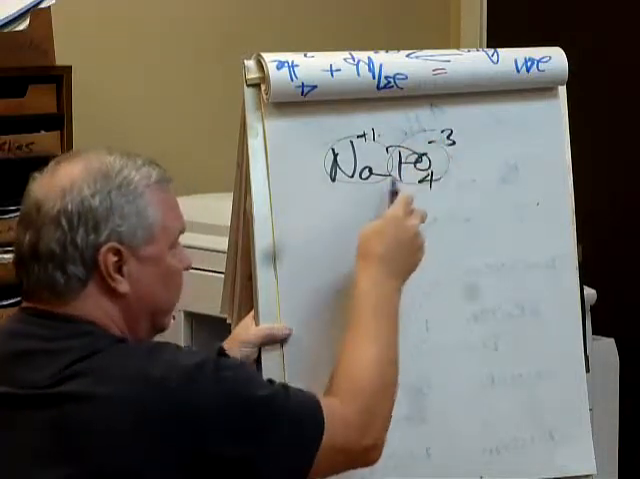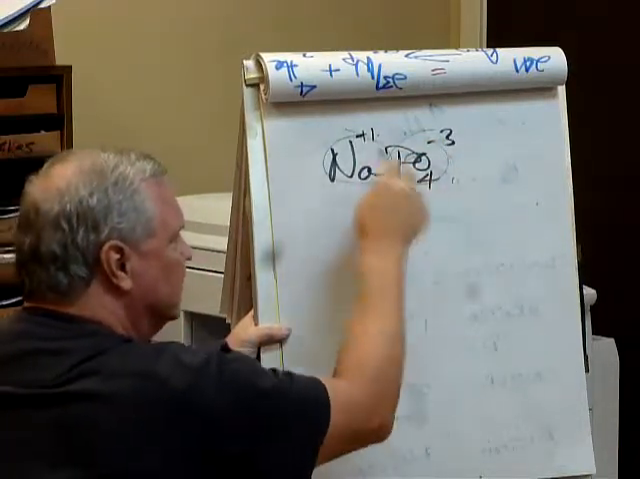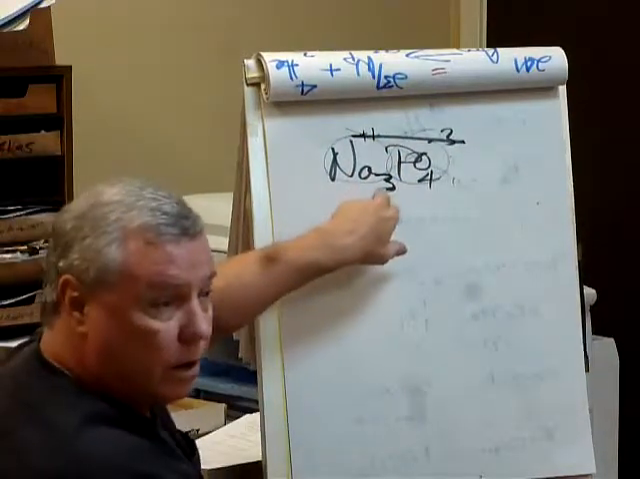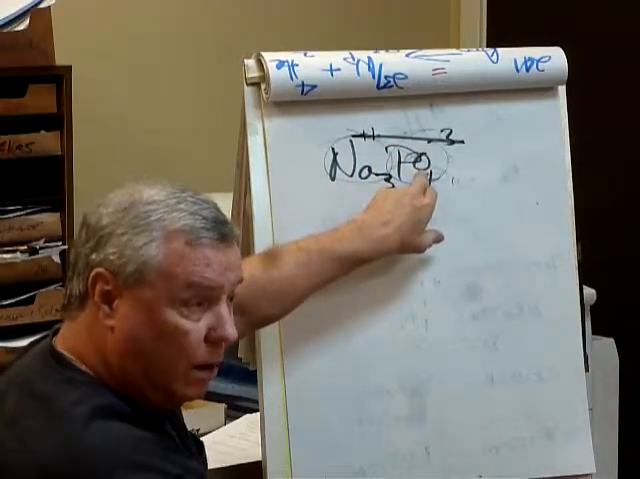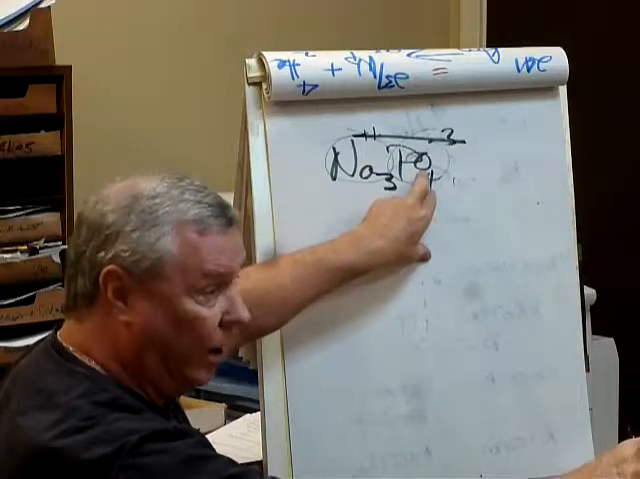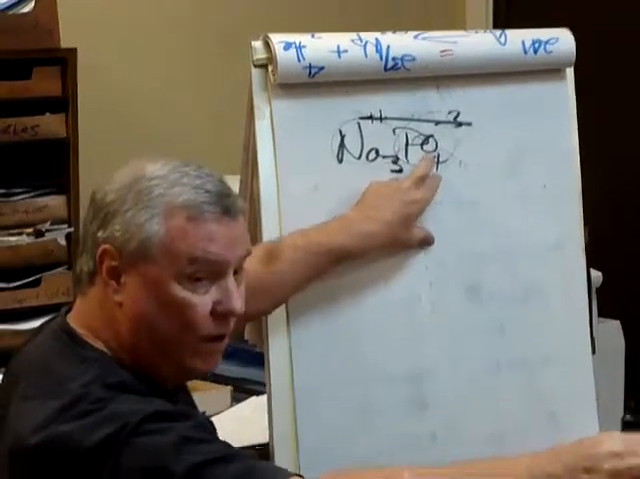We flip, flop, and drop. So the 3 goes over here, the 1 disappears, and you end up with Na3PO4. Previously coming attractions. Don't worry. I'll go over it again next week.